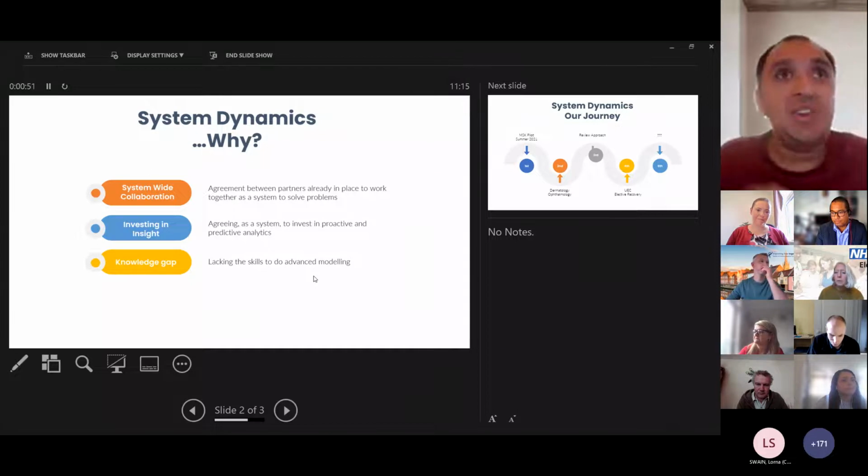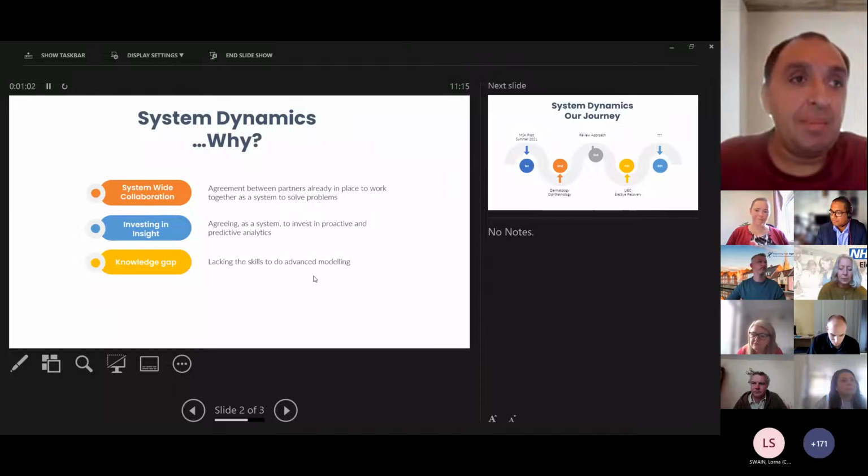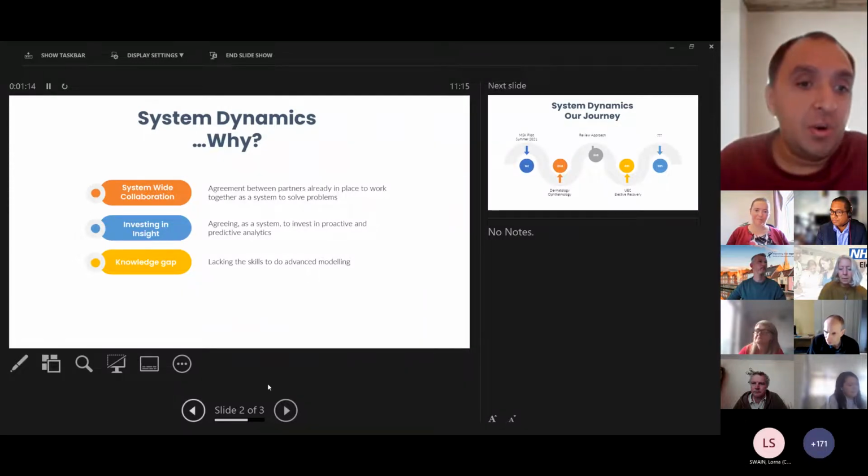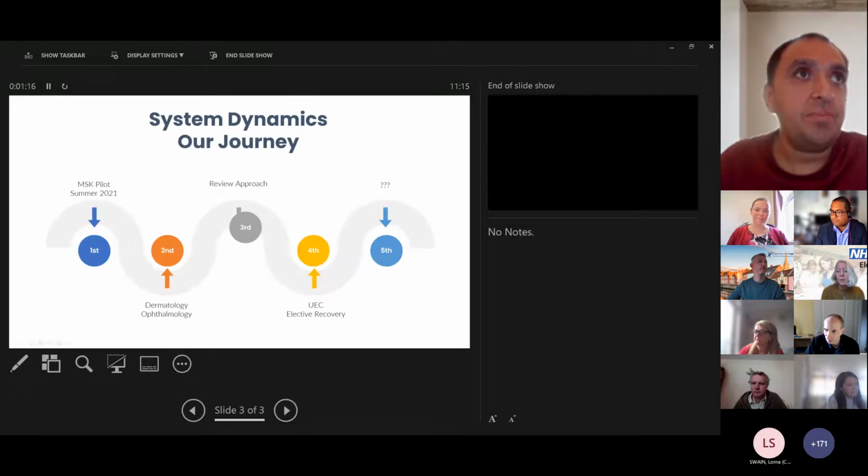And we needed a way of being able to do that. We wanted to improve the analytics team between all of the organisations so we could work together further and more collaboratively. And there was a knowledge gap. We didn't have the skills to do modelling. We did quite simple Excel models, which didn't give the users a lot of ways to engage with, and we could do better. So our journey so far, we did the MSK pilot last year.